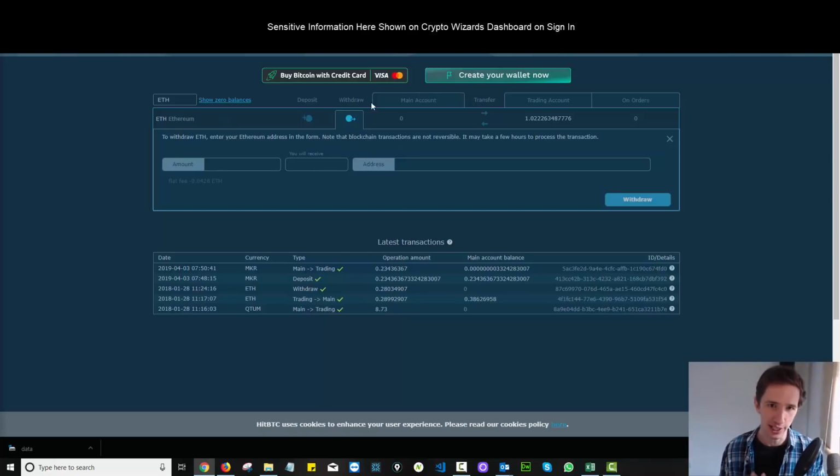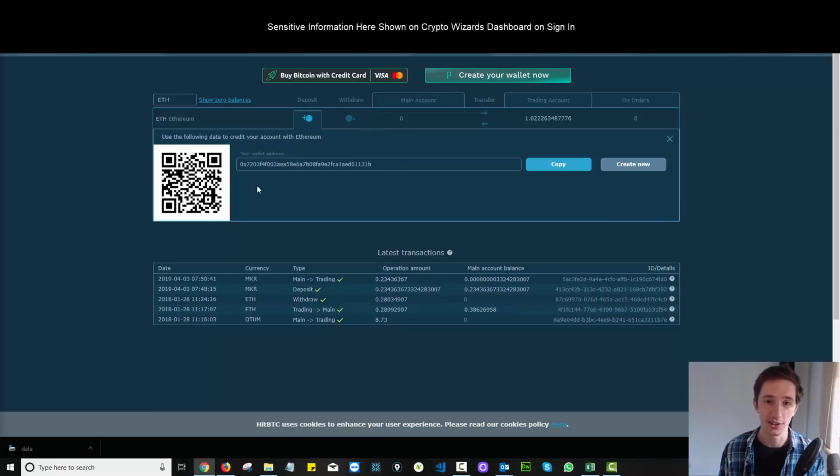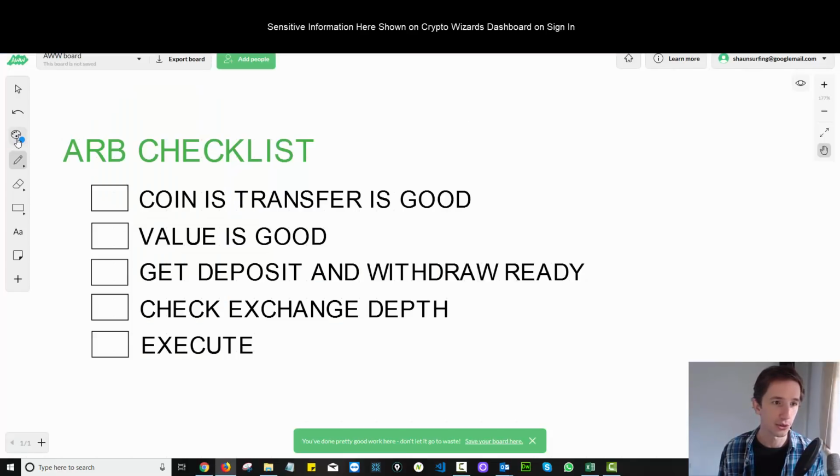But this is essentially what you want to check. You want to check that you will be able to take money out of this exchange. And on the other exchange, you want to check the deposit side because you're going to be depositing money in, or crypto in. So you want to check that it's actually going to let you deposit. It's going to give you an address. So it's really important that you go through that checklist and make sure that that transfer is good. And once that is good, you can move over to the next step.